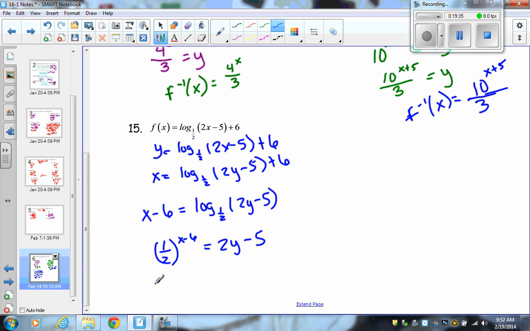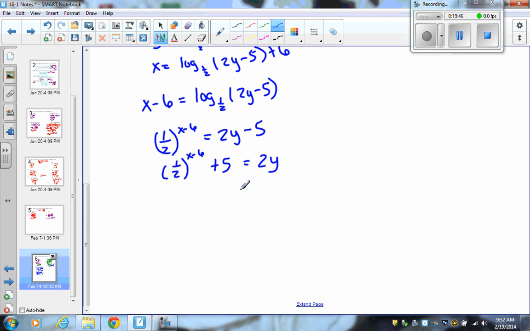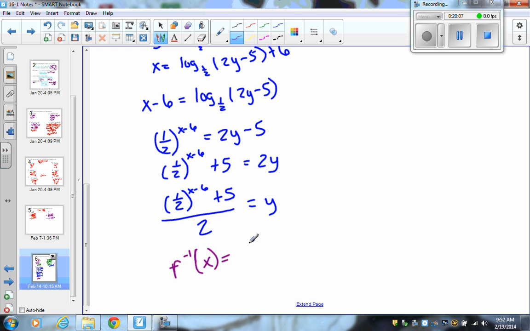The opposite of subtracting 5 is adding 5. So that's going to give me 1/2 to the x minus 6 plus 5 equals 2y. And then lastly, divide by 2. So that's going to give me 1/2 to the x minus 6 plus 5 all over 2 is equal to y. So our final answer on this problem would be that f inverse of x equals 1/2 to the x minus 6 plus 5 all over 2.